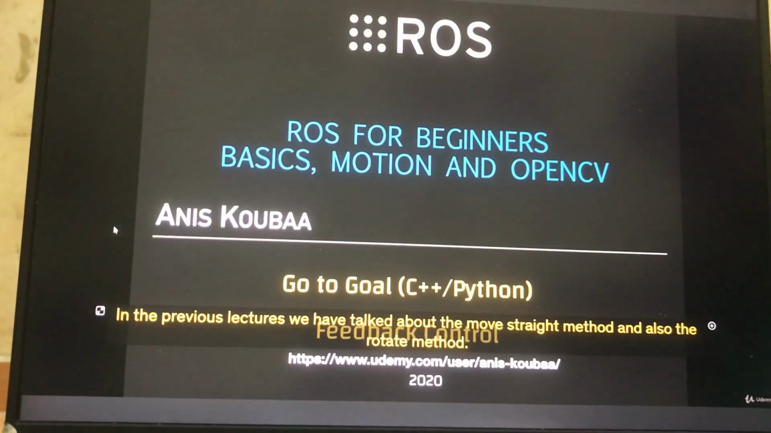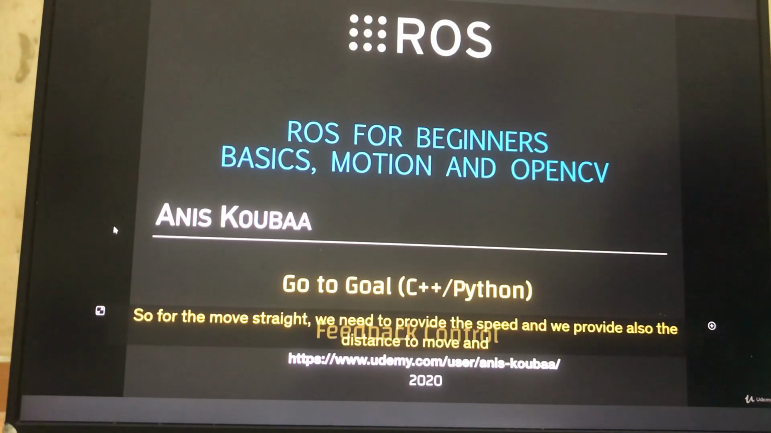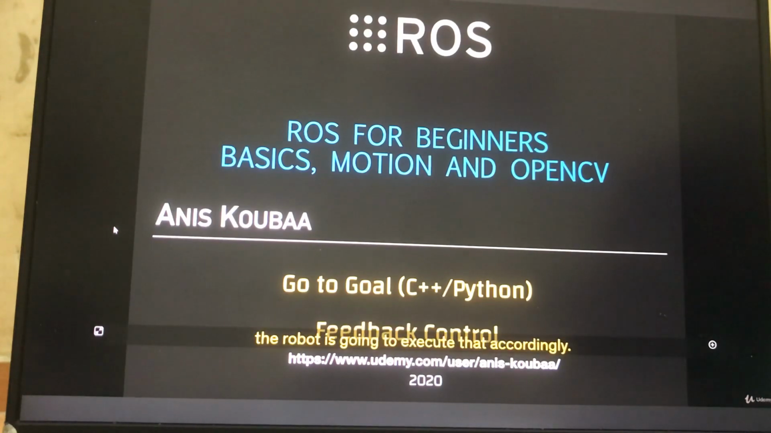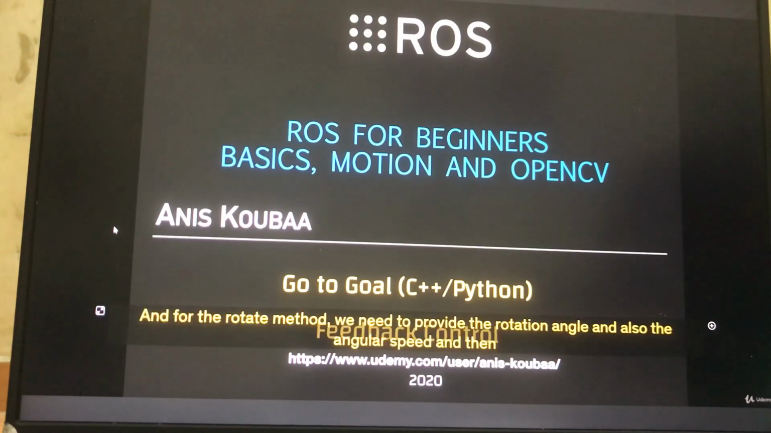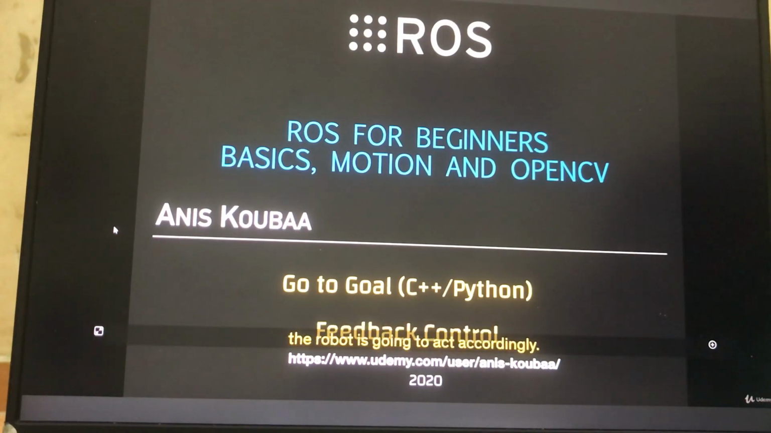In the previous lectures, we talked about the move straight method and also the rotate method. For the move straight, we need to provide the speed, and also the distance to move, and the robot is going to execute that accordingly. And for the rotate method, we need to provide the rotation angle and also the angular speed, and then the robot is going to act accordingly.